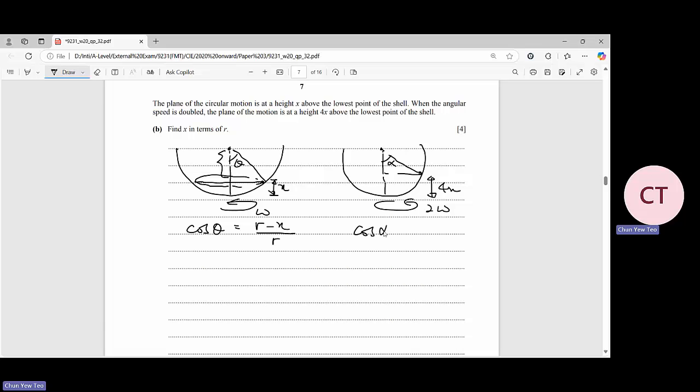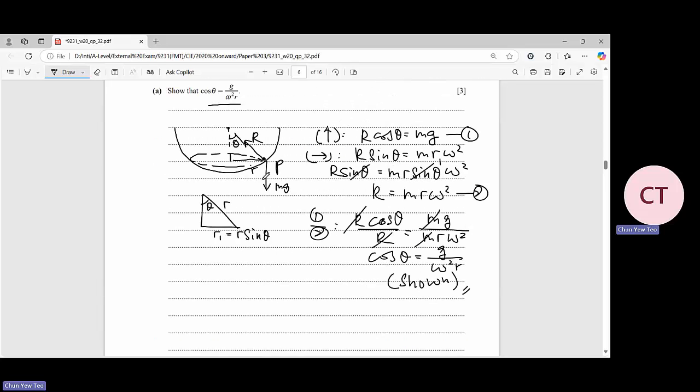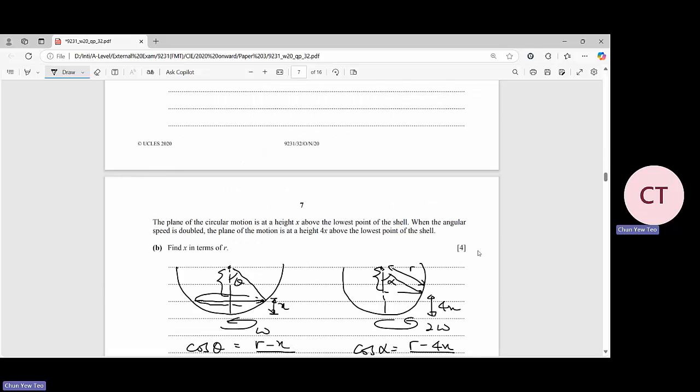And what about cos alpha over here? Cos alpha is this divided by r. So cos alpha is r minus 4x divided by r. Okay? So we already showed that the cos theta can be presented in such a way. Part A.